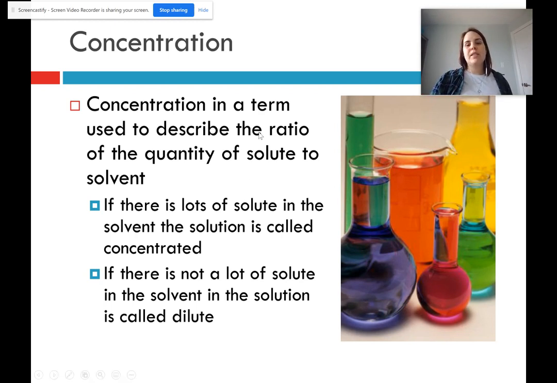So it's essentially a way of describing the ratio of the solute, what you dissolve, into the solvent, what's being dissolved into. If there's lots of solute in the solvent, the solution would be called concentrated. That would be like a strong solution or a strong cup of coffee. And if there's not a lot of solute in the solvent, we would call this a very dilute solution, or in everyday language, we would probably call it a weak solution. So like a weak cup of coffee or tea.